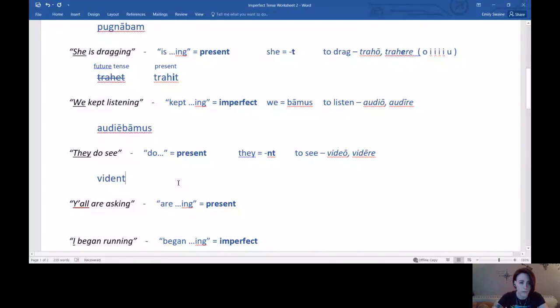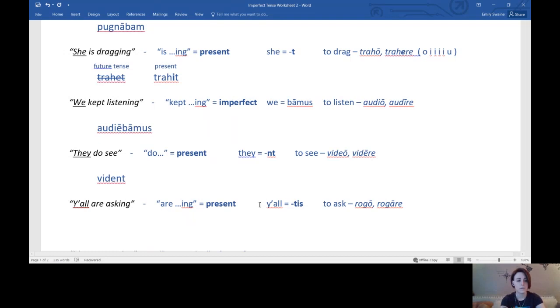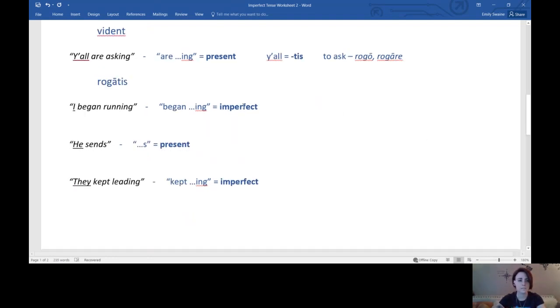Okay, so "y'all are asking." This is present tense. So my y'all ending is not going to have a BA because we're not in the imperfect tense. We're going to end in -tis. And to ask, we learned this, I think, last year. It is in your dictionary. We are going to take roga as our stem because it's our second form without the -re, and we're just going to add -tis. So rogatis.